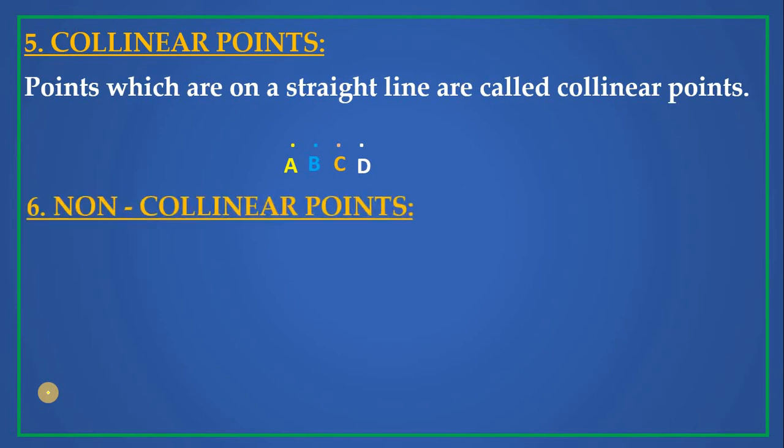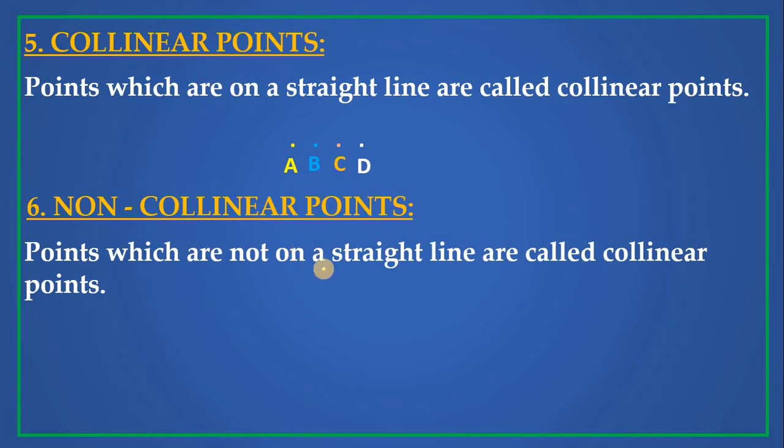Next, let us see non-collinear points. Easily now you can guess the definition of non-collinear points. To become collinear points, the points have to be on a straight line. But to become non-collinear points, the points should not be on a straight line. So the definition is: points which are not on a straight line are called non-collinear points, children. You just add the word here, non-collinear points.